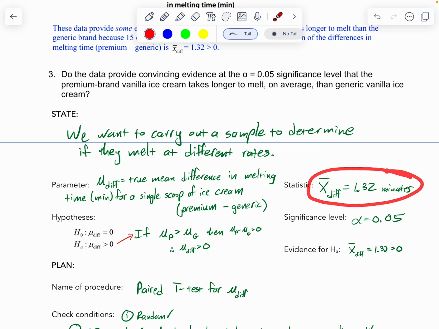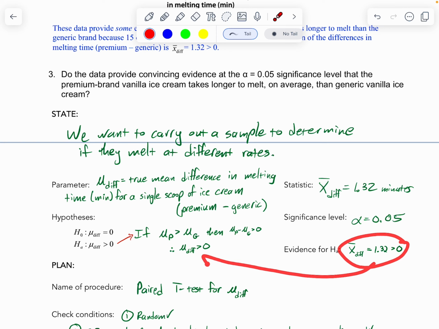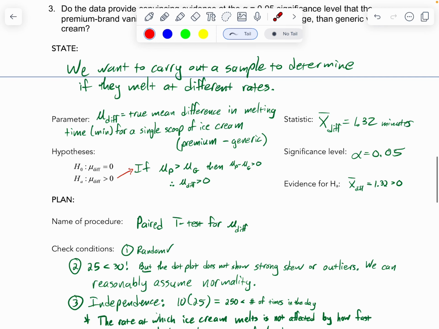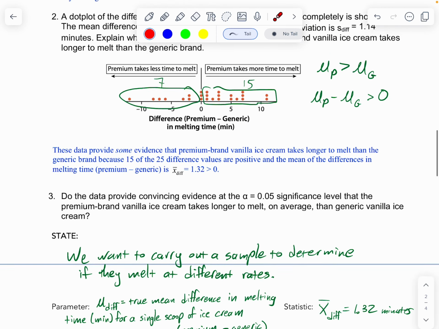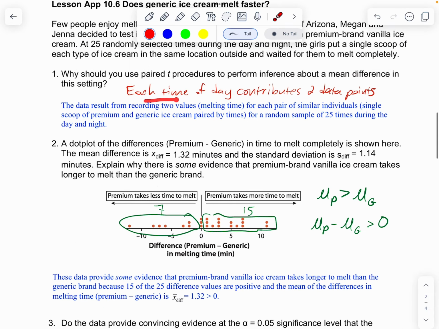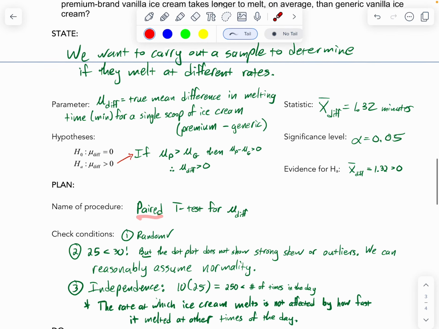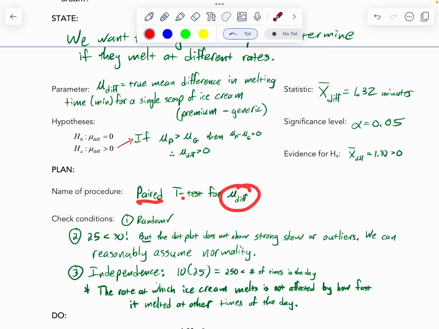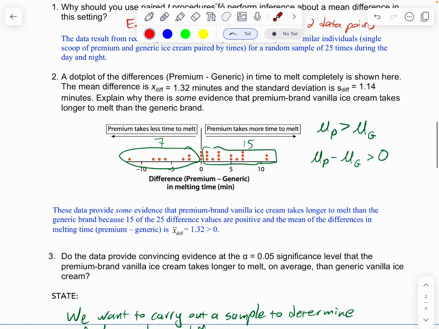Our statistic is what they gave us. That's the default. I think they gave that to us as well. And the evidence again is boom, there you go. It's a paired test again, which again was a little bit obscure, but each time of day contributes 2 data points. It's a t-test for the average difference. Random was given, bam, 25 is not 30, but we're okay because the dot plot does not show strong skew or outliers. They gave me the dot plot. That looks pretty nice to me.